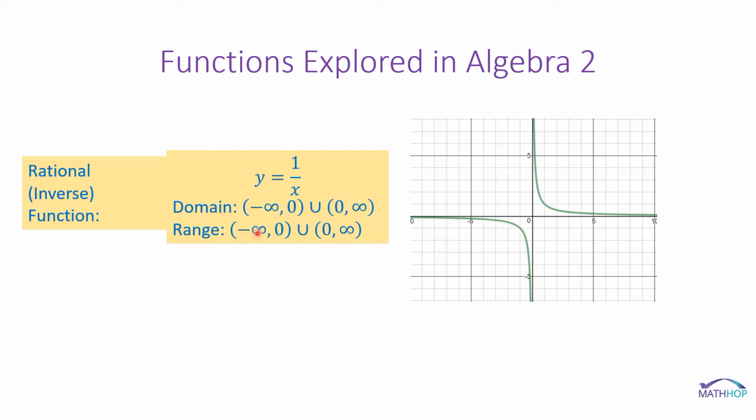My range shows something very similar. I can get anything out of this function except 0. Notice I do not have a value of the graph here touching 0. So domain and range, negative infinity to 0, not including 0, and 0 to infinity, not including 0.